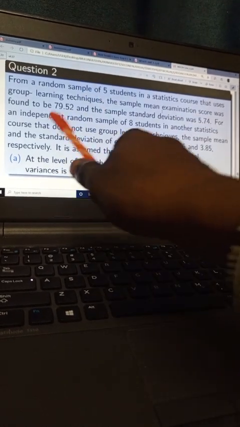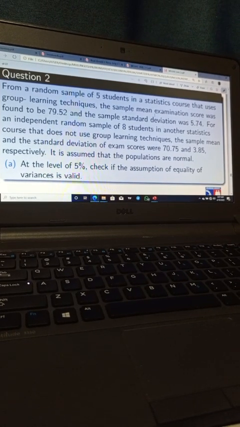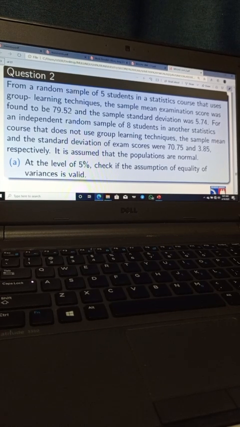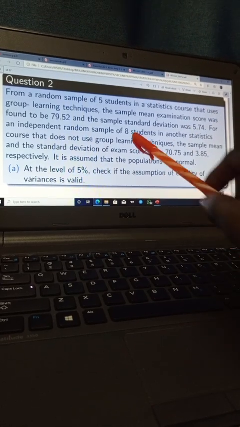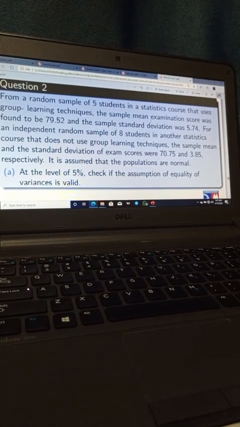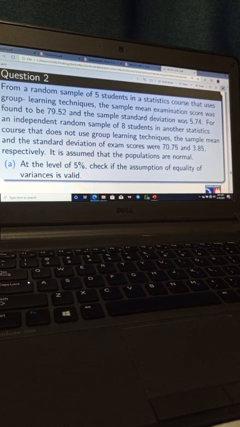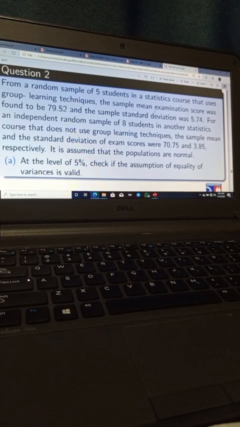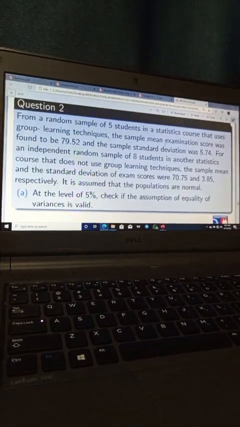For an independent random sample of 8 students, n has changed, so we can say n2 is equal to 8, in another statistics course that does not use group learning techniques. The sample mean and the standard deviation of the exam scores were: mean 2 is equal to 70.75, and the standard deviation 2 is equal to 3.85. So when you sum up your data, this is how the data is going to look.